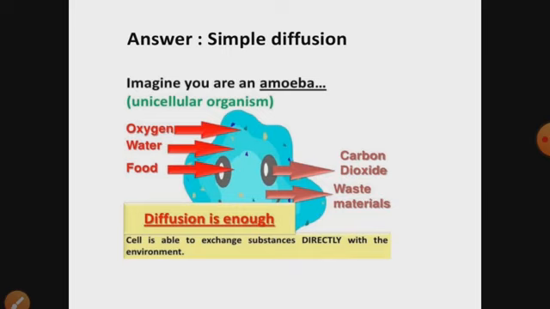If you see here, with the help of arrows, I have tried to show you that water, oxygen and food have higher concentration, higher percentage, outside the cell. You can see with the help of the arrows shown, from higher concentration they are now moving inside the cell, that is the amoeba. And carbon dioxide and waste are present in higher amount inside the cell, so they are trying to come out. So this is the process of diffusion.